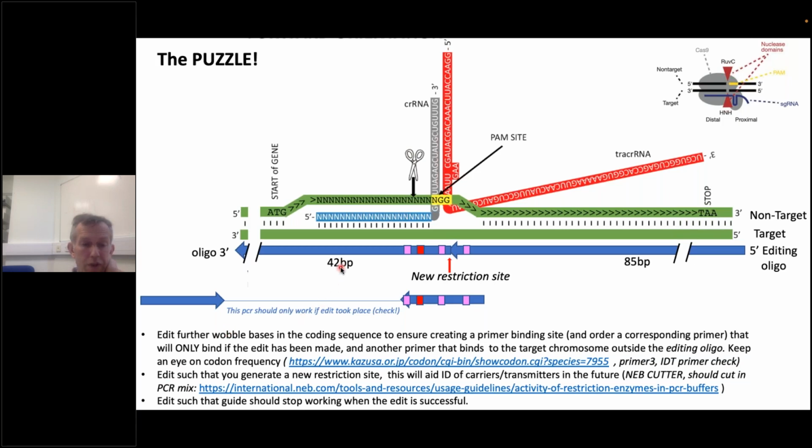Finally, we need to do one more thing. We need to ensure that when the edit has been entered in the genome, the guide doesn't keep on cutting the edited genome, because otherwise you will create additional mutations that you do not want. So we edit in such a way that we, for instance, destroy the PAM site, so that there's no cutting after the first cut has been made and the edit has been done. Then the guide should not work on the genome anymore.